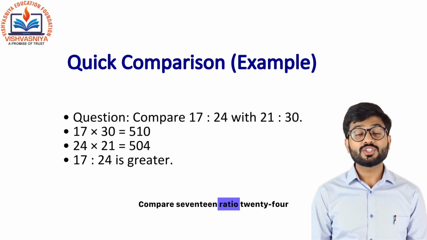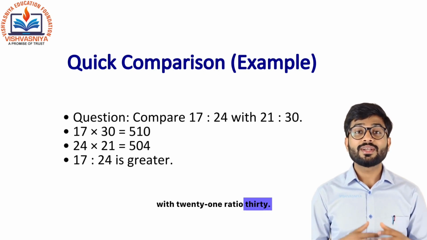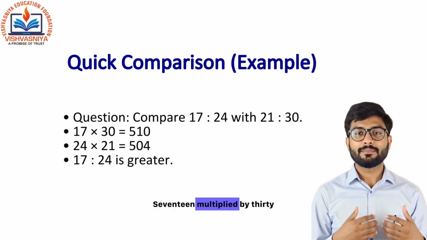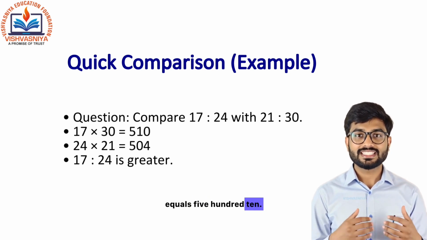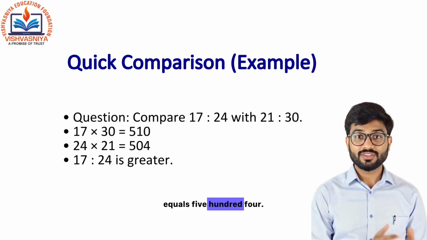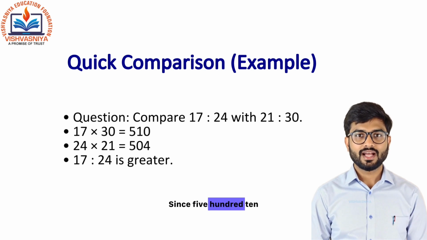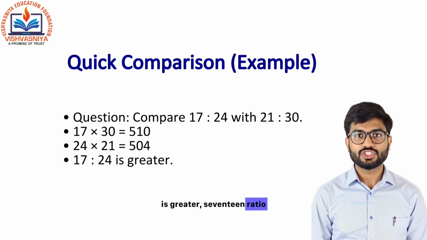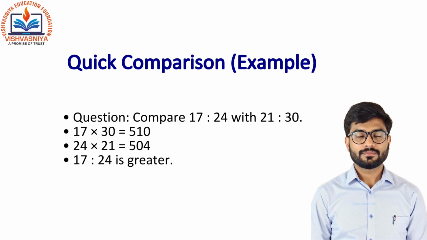Compare 17:24 with 21:30. 17 multiplied by 30 equals 510. 24 multiplied by 21 equals 504. Since 510 is greater, 17:24 is a larger ratio.